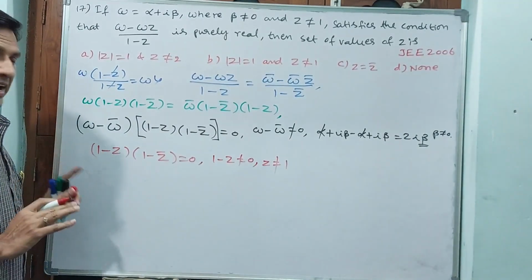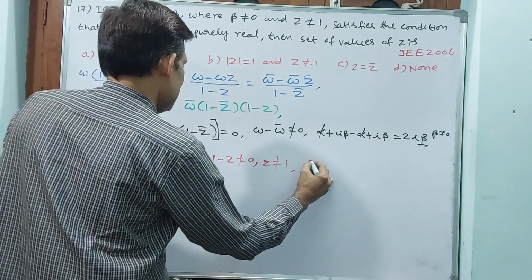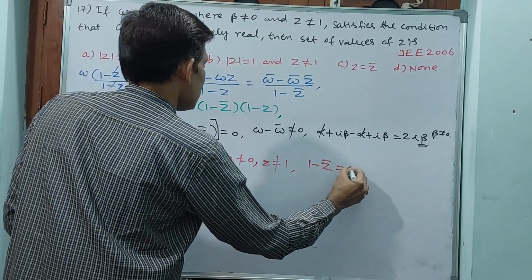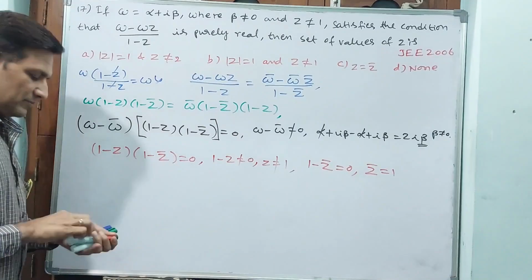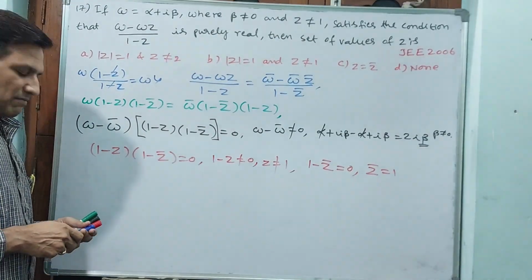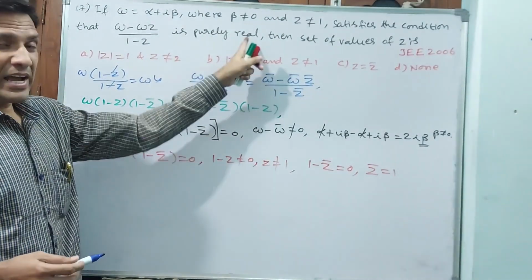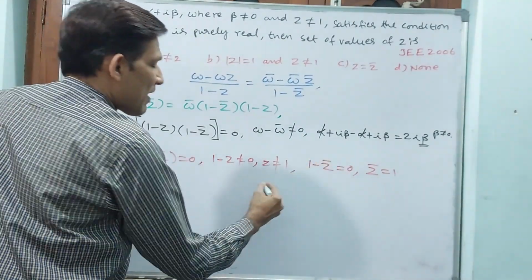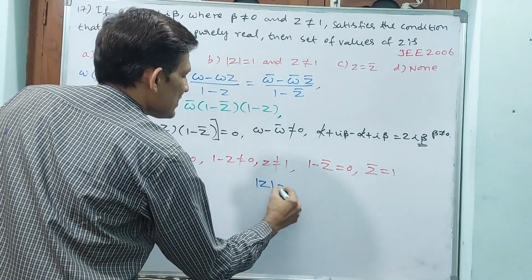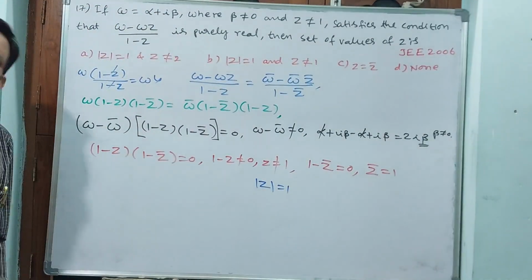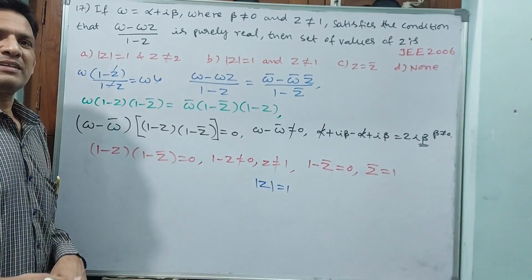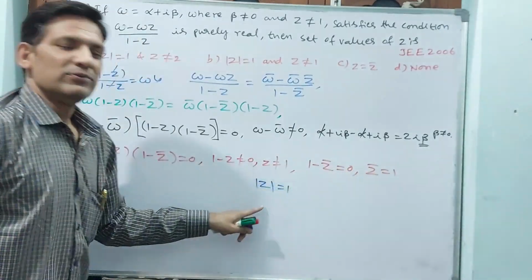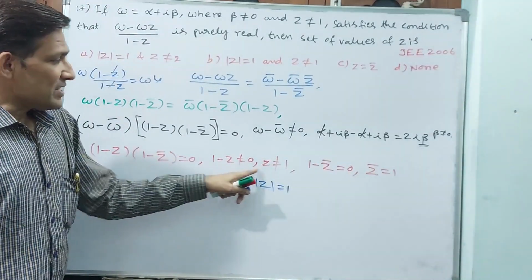This also failed. Now finally you are left with only one thing: 1 minus z bar equal to 0, so z bar equal to 1. Directly, z bar equal to 1 is not the answer you get. If z bar equal to 1, shall I say modulus z is equal to 1? Definitely. Why? Because when z bar equals 1, modulus of z equals 1. And z is not equal to 1, clearly mentioned.